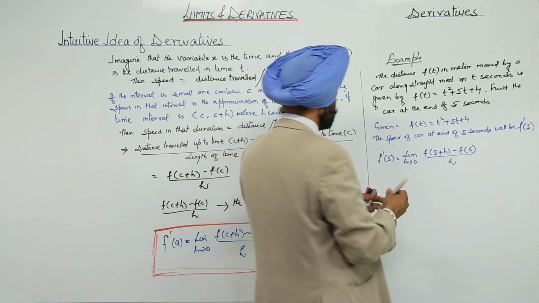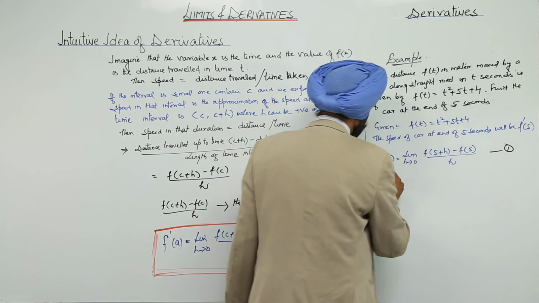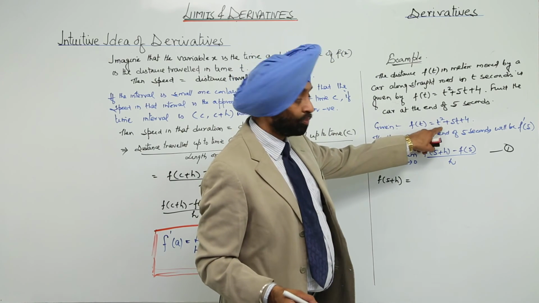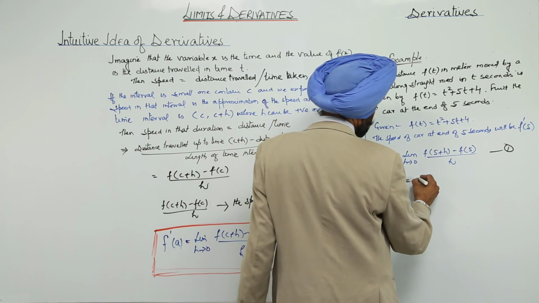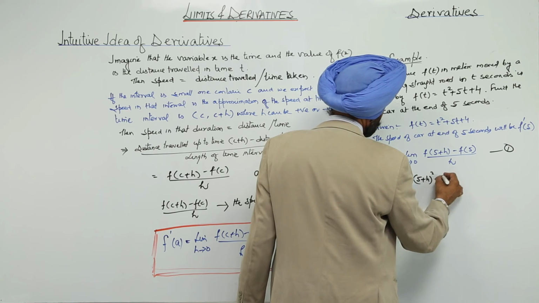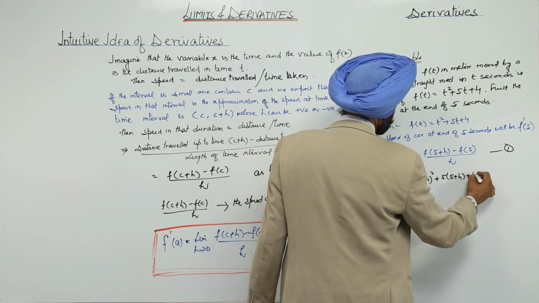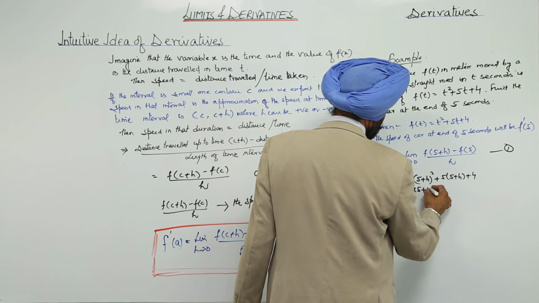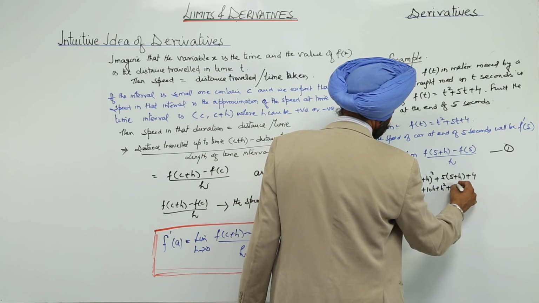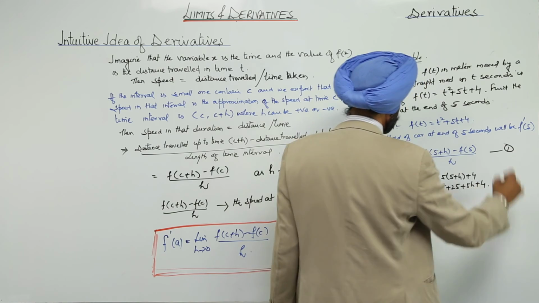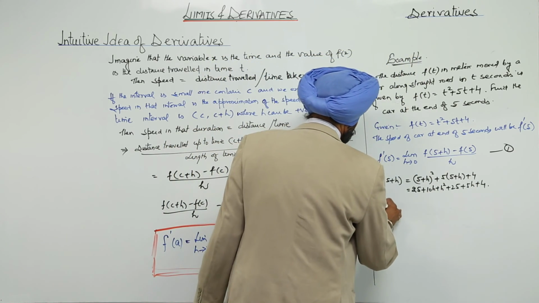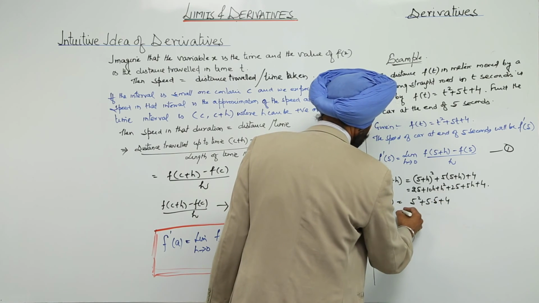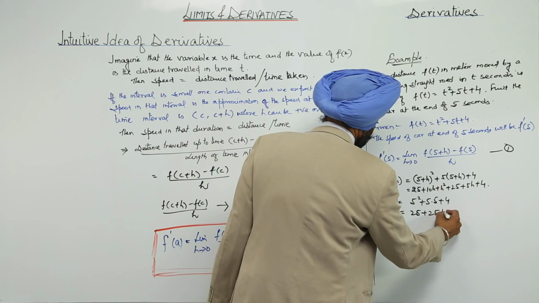Now first thing is, let this be 1. Now f(5+h) is equal to, let us put 5+h in this part. In place of t, we are going to put 5+h. So we have (5+h) whole square plus 5 times (5+h) plus 4. Okay. So this becomes 25 plus 10h plus h square plus 25 plus 5h plus 4. Leave it as it is. f(5) will be 5 square plus 5 times 5 plus 4, which is 25 plus 25 plus 4.